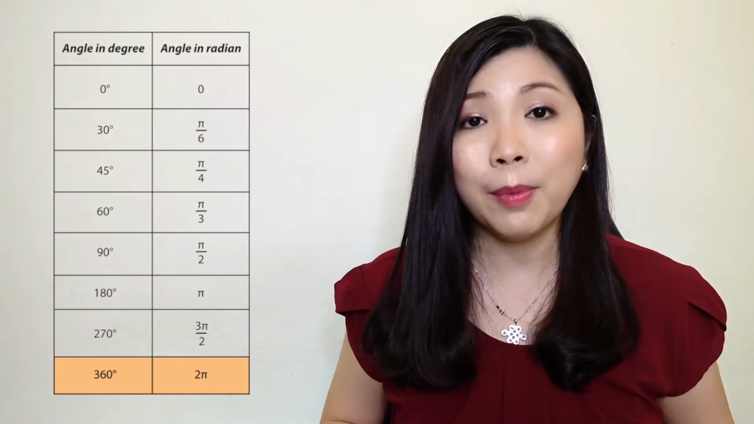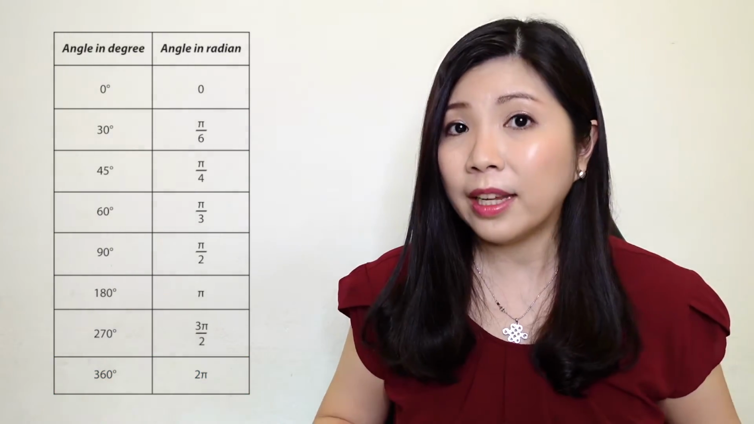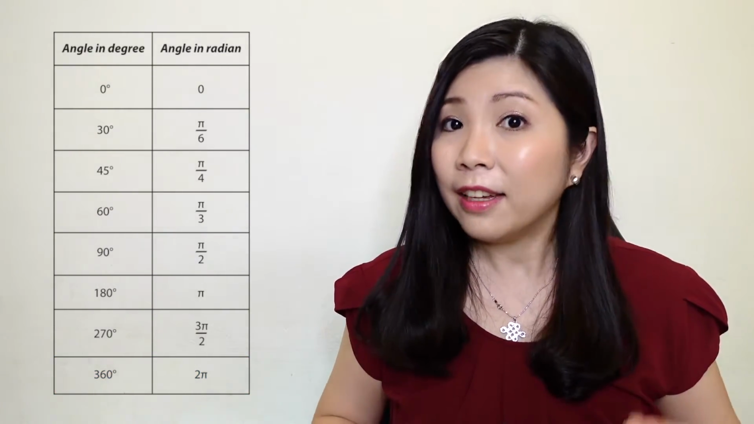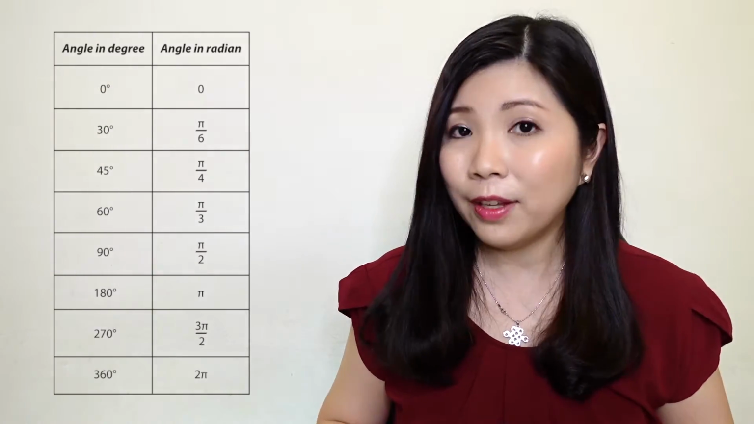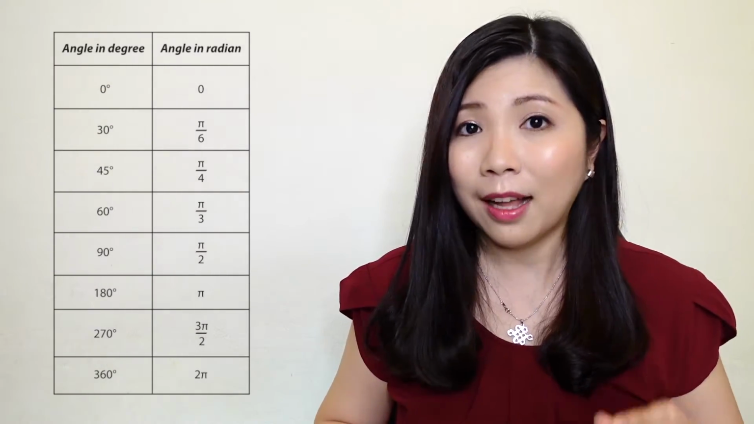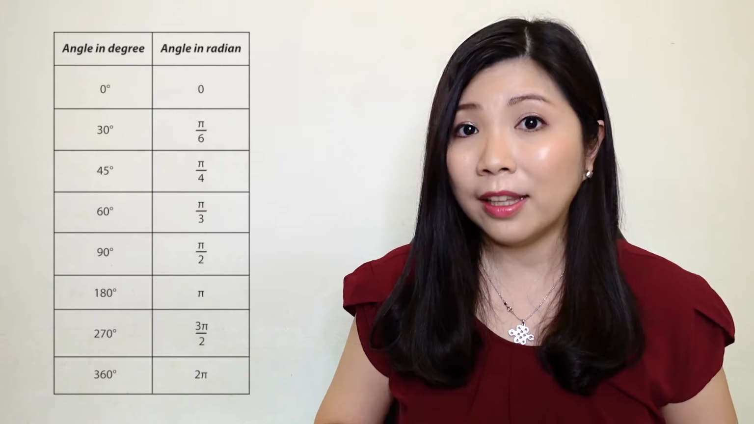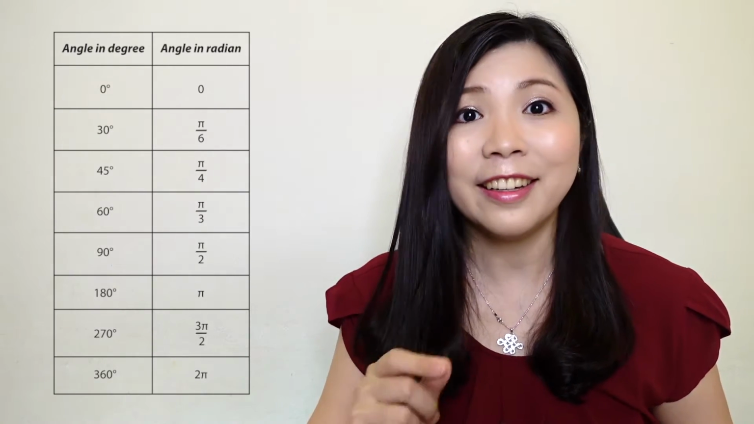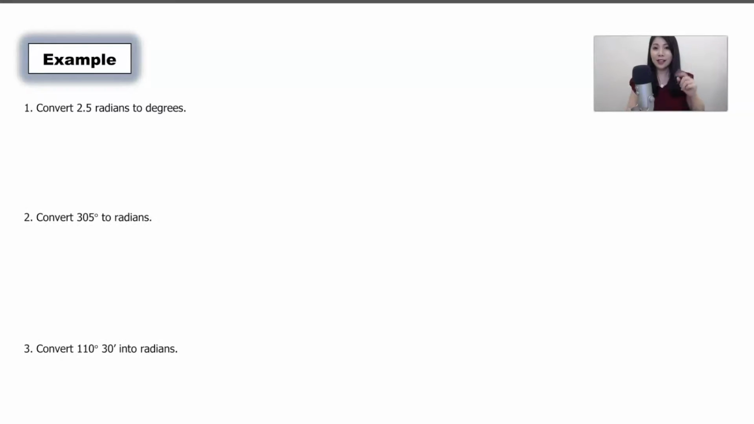It's necessary to memorize all this, so that when it comes to exam, we can easily find the answer in radian without even using the calculator. And sometimes the answer might require you to give your answer in terms of pi. Let's look at this example. Number 1, convert 2.5 radians to degrees. To convert to degrees, we have to multiply by 180 over pi.